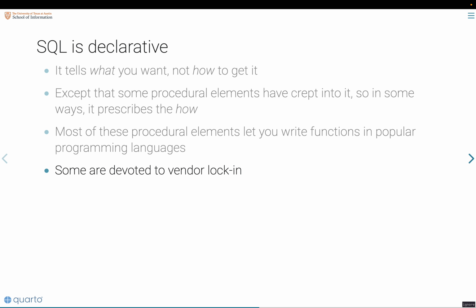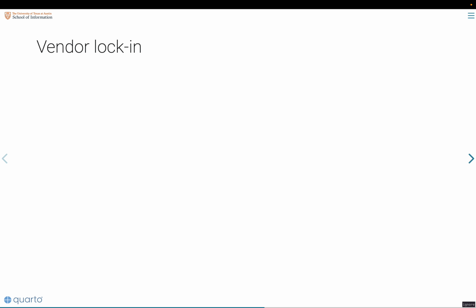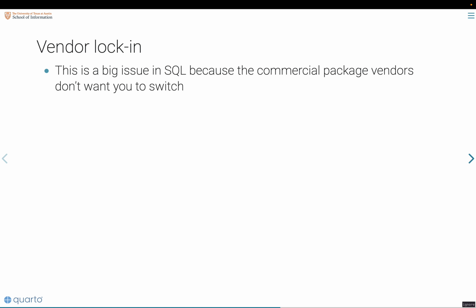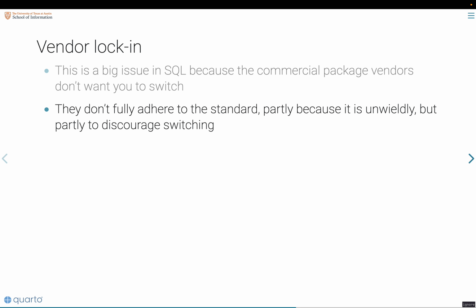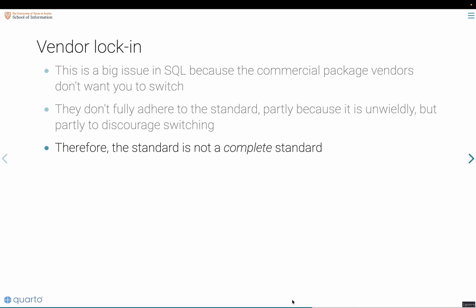Some are devoted to vendor lock-in. So every vendor of a commercial database wants you to continue to use their database, not somebody else's. So they try to lock you into theirs by offering extensions that make your code incompatible with the other databases. And this is a big issue in SQL. They don't fully adhere to the standard partly because the standard is unwieldy. It is a big standard, but partly to discourage switching. So the standard is not a complete standard.